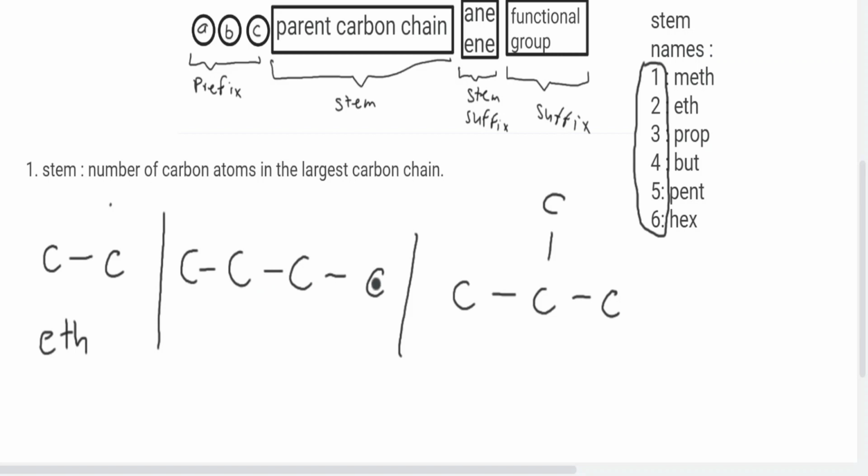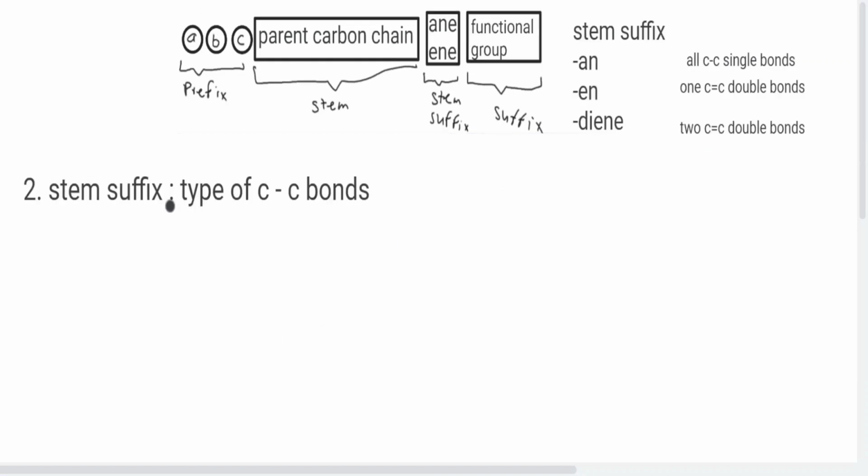This has 1, 2, 3, 4 carbon atoms, and you can see that 4 carbon atoms is but, so this is but. Now comes the stem suffix. The stem suffix is the type of carbon to carbon bond. When there are all carbon to carbon single bonds, it's going to be an or ane. When there is one carbon to carbon double bond, that would be ene. And when there are two carbon to carbon double bonds, it will be diene.